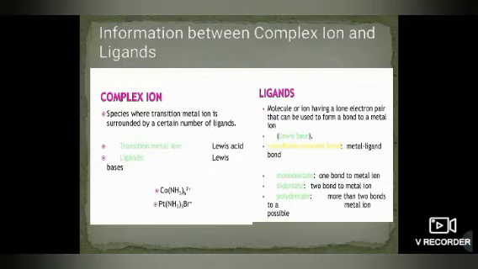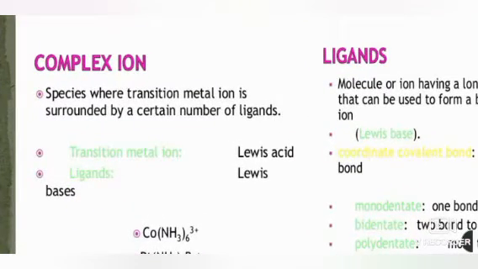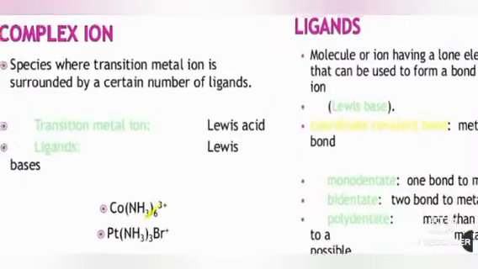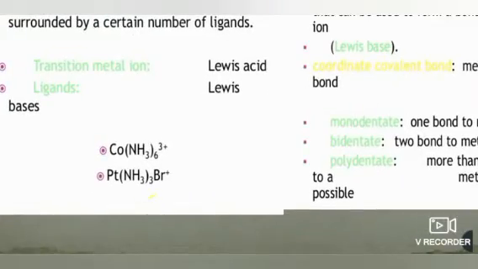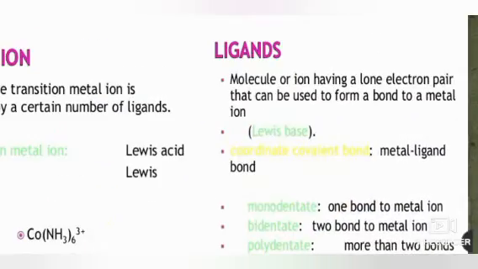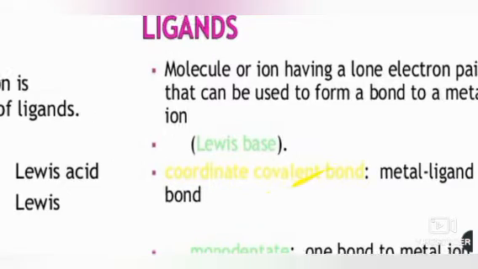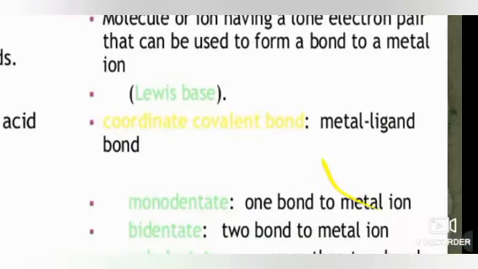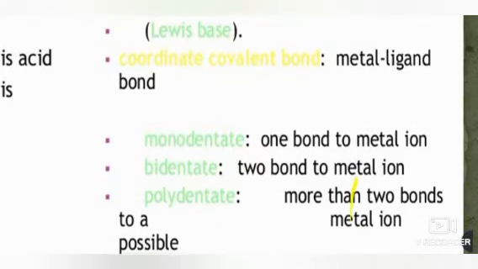That is the main thing. So, the difference between complex ion and ligand. Basically complex ions are the species where a transition metal ion is surrounded by a certain number of ligands, where the transition metal ion is Lewis acid and the ligand is Lewis base. Okay, this we have already done, and this is the way to write the coordination complex. If we talk about ligand, it is a molecule or ion which has a lone electron pair that can be used to form the bond, and Lewis base is a coordinate covalent bond in which metal and ligand react.